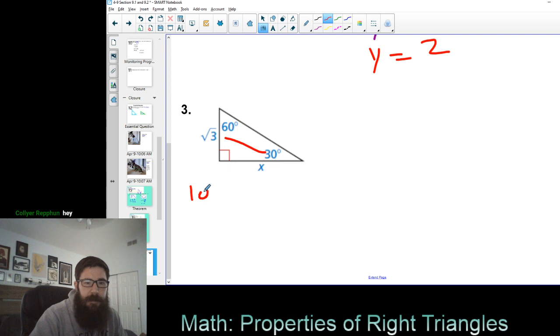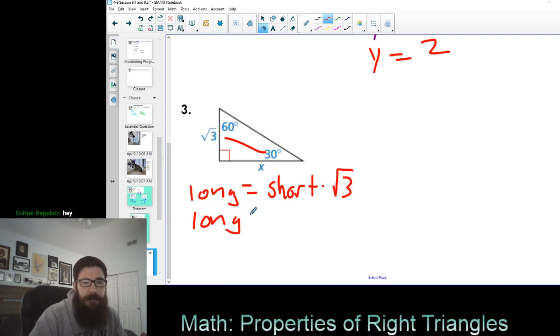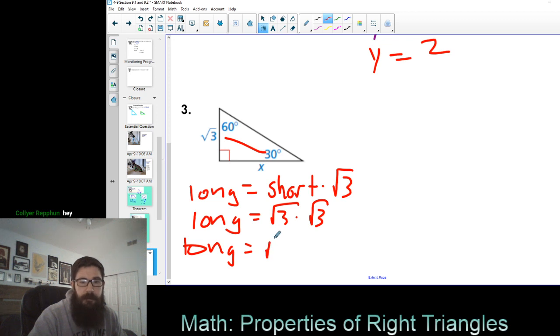The long leg is going to equal the short leg times the number square root of 3. So if I replace that, I've got long equals, the short leg is currently the square root of 3, and I'm going to multiply it by square root of 3. So my long leg here is going to equal the square root of 3 squared.